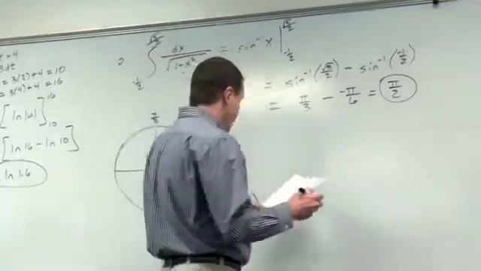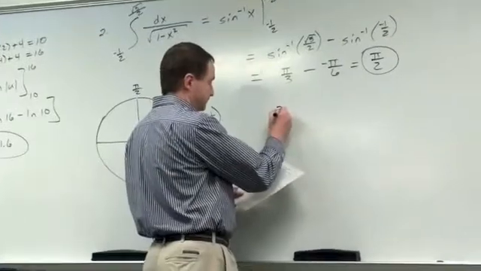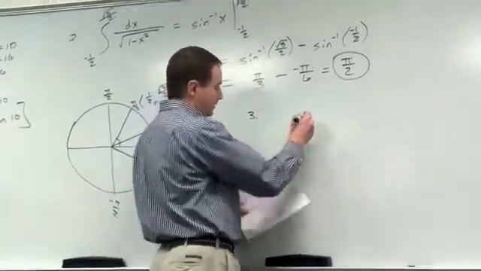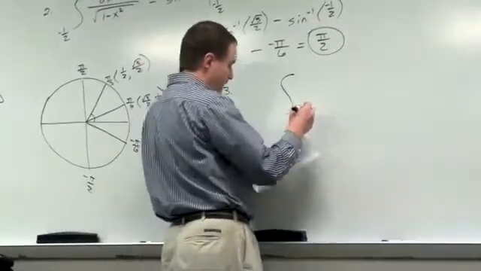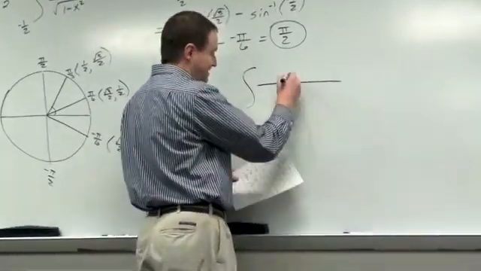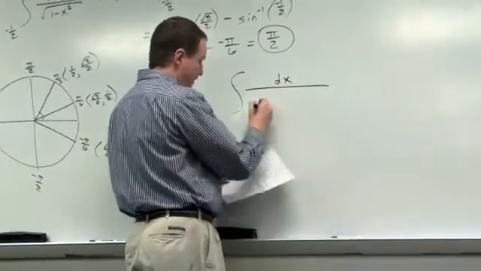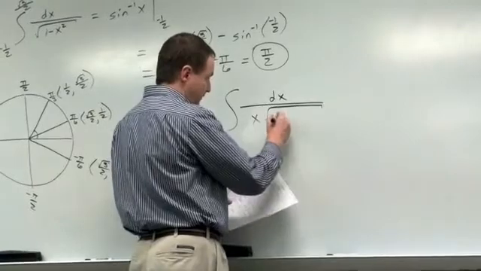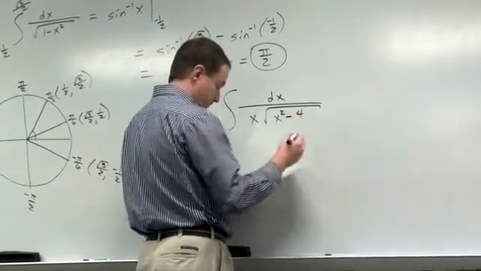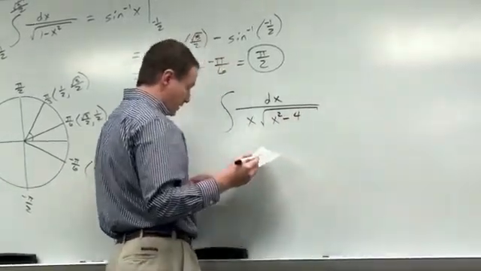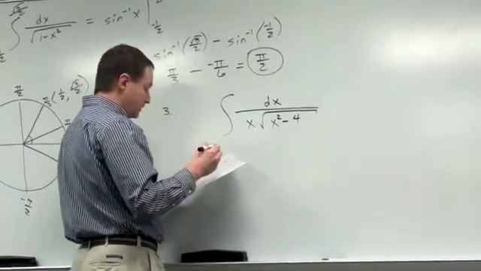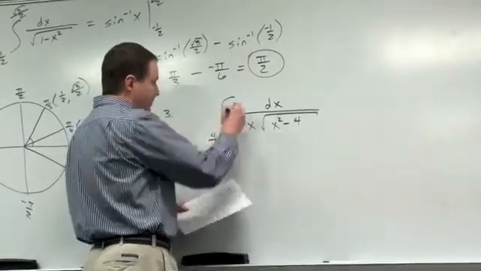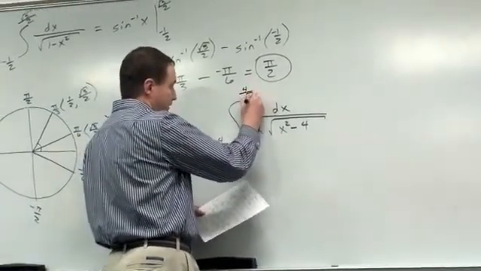Okay. A more fun problem. If I give you, let's say, the integral of dx over x times the square root of x squared minus 4, and then we'll say this is evaluated from 4 over the root of 3 up to 4 over the root of 2.